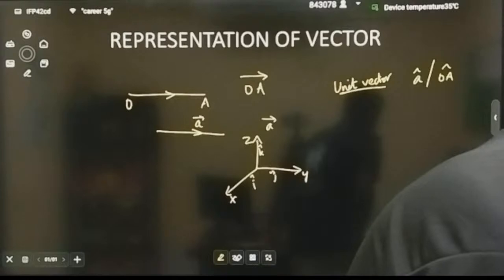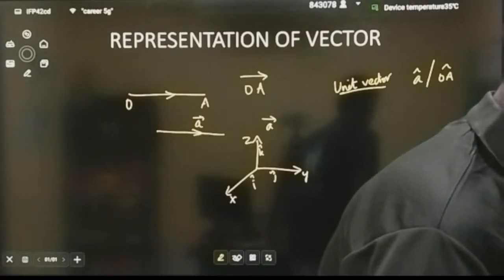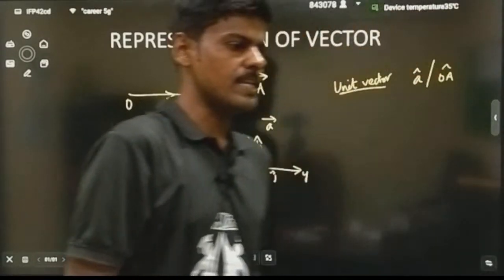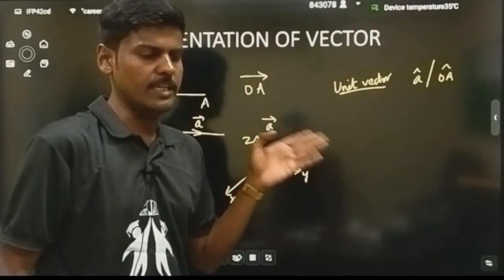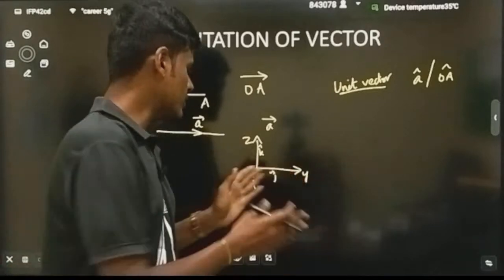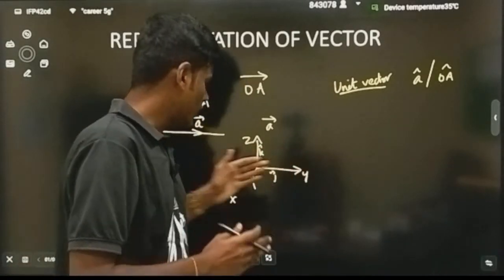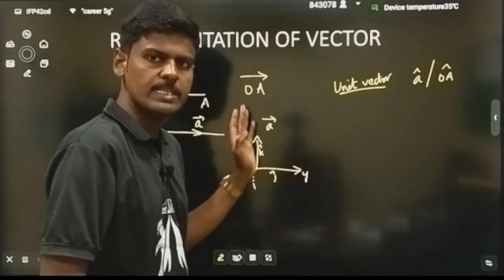Can we change the unit vector? I didn't understand the question. Along the x-axis, j? This is nothing but notation. You can interchange, but in conventional wisdom we follow these conventions, right? Along the x-axis we take i cap, along the y-axis j cap, and along the z-axis k cap.